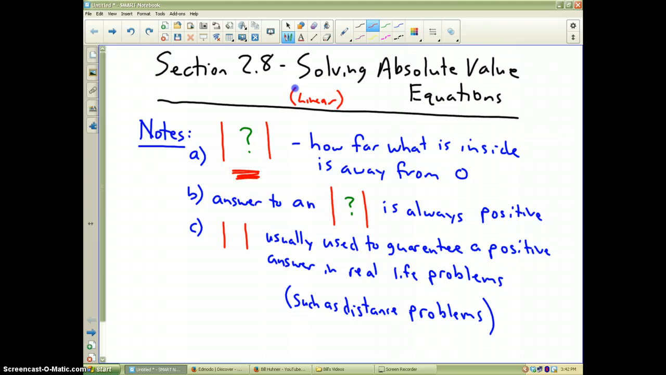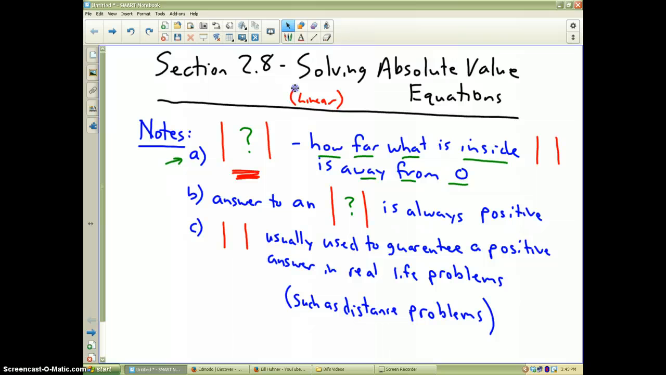Right here. Now, I'd pause the video and copy this stuff down. It's going to be very important. Some things that you need to know about absolute value equations. First of all, letter A. Remember that absolute value means how far the stuff inside the absolute value bars is away from zero. Hopefully you learned that in prior math classes.